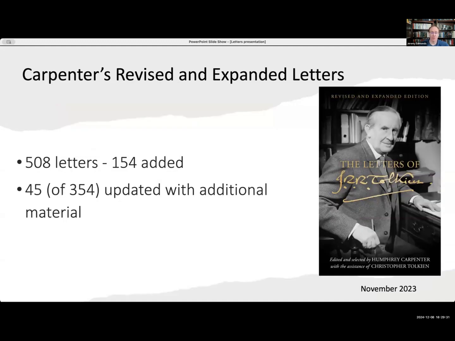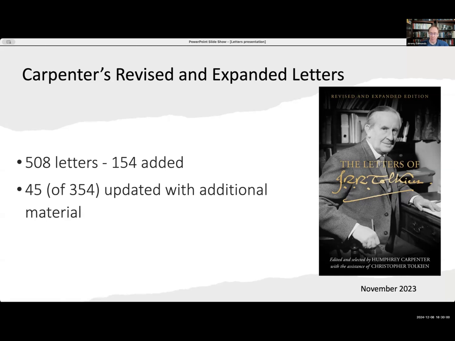After launch, so in late 2023, the revised and expanded letters was published. It added 154 additional letters, some of which were not yet in the guide. So this was a significant addition to the knowledge base for the public on how many letters were out there. And it updated with additional material. 45 of the previously published 354 letters had material restored to it.